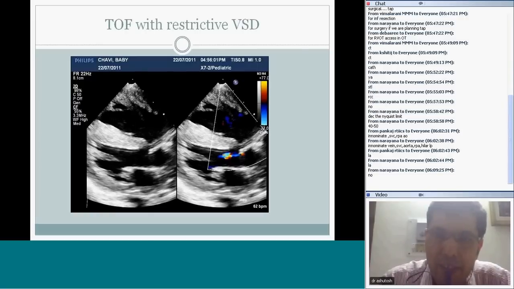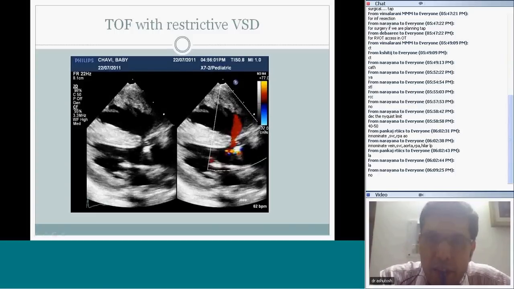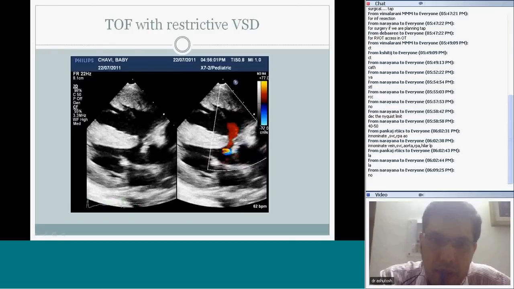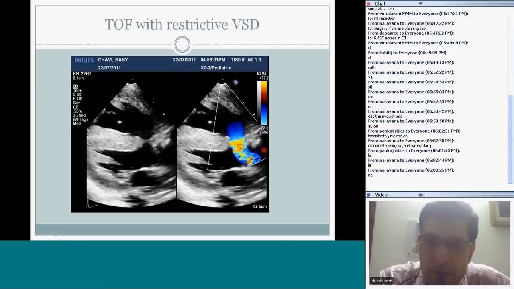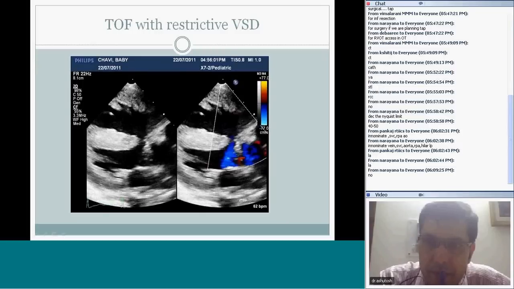I'll just show you a video of this kind of tetralogy. I hope you guys will recognize this once you have seen it. Can you see this? Severely hypertrophic right ventricle and a restrictive ventricular septal defect, thick septum and RV dysfunction.